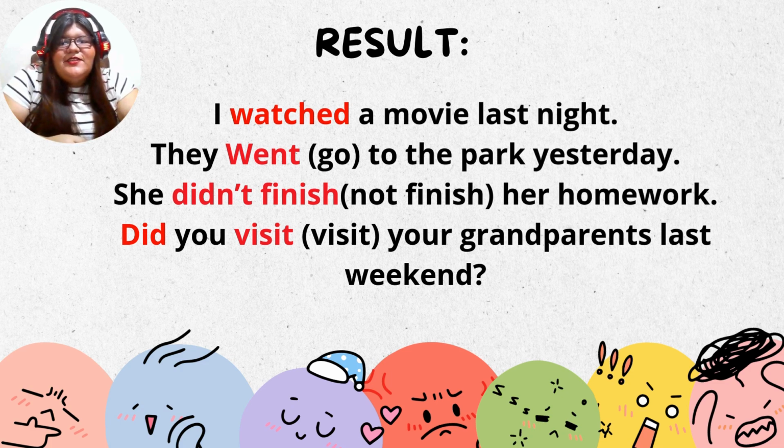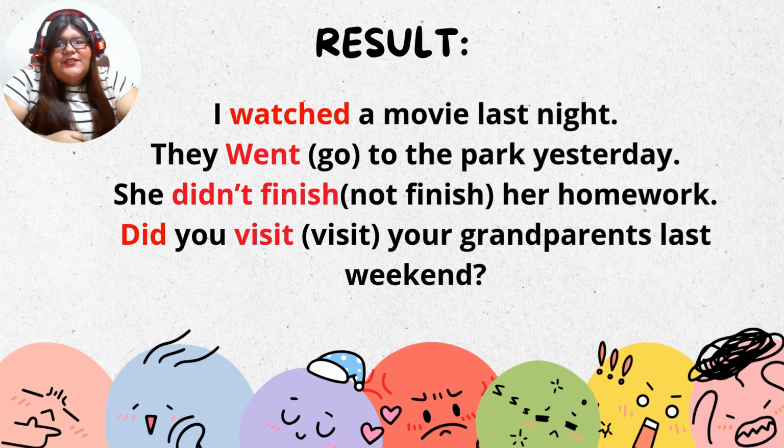And the answers are right here, guys. I watched a movie last night. You see, we conjugate the verb with the ed form. Then we have they went to the park yesterday. Why didn't we add ed to say going? Because that verb doesn't exist. It's an irregular verb, so it's in past went.